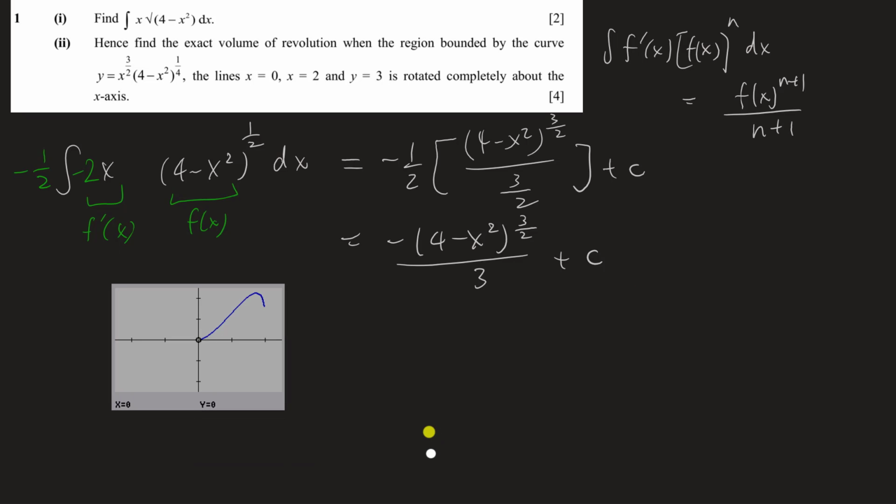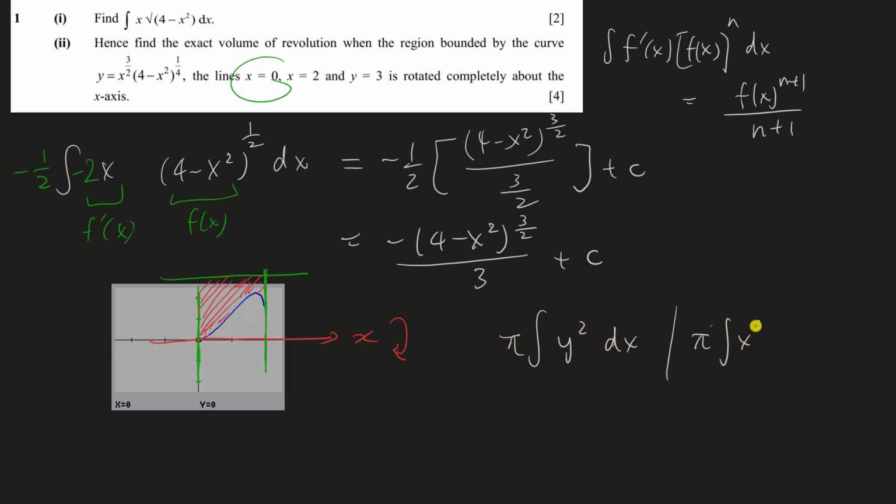We are interested in the curve, line x equals 0, which is the vertical line, x equals 2, which is this line, and y equals 3. 1, 2, 3 is probably on top. Here. The region they are talking about is here. This shape is being rotated about the x-axis. So x-axis, we're going to rotate it this way. So 2 options. Integrate pi y squared dx or pi x squared dy.